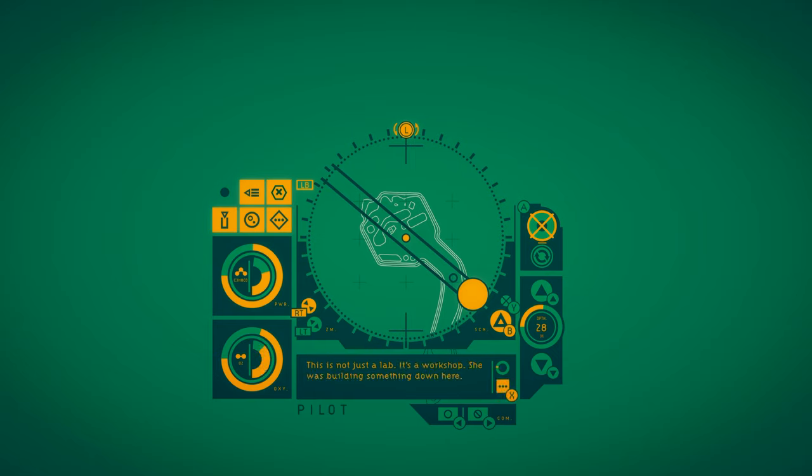This is not just a lab, it's a workshop. She was building something down here. It's a suit. It looks like she was modifying an old atmospheric hard suit. How deep was she planning to go? These are verified for beyond 1,000 meters.